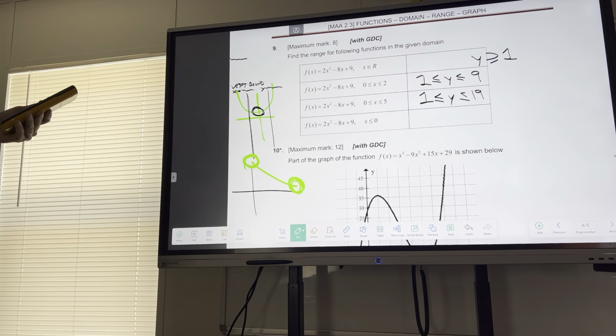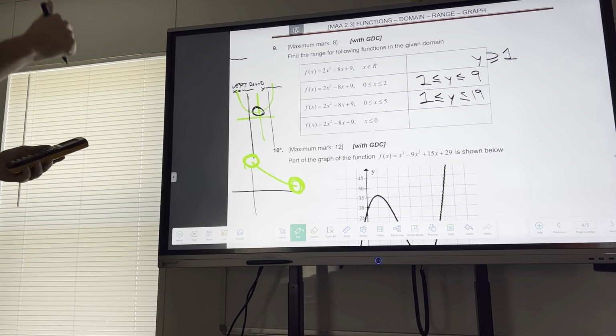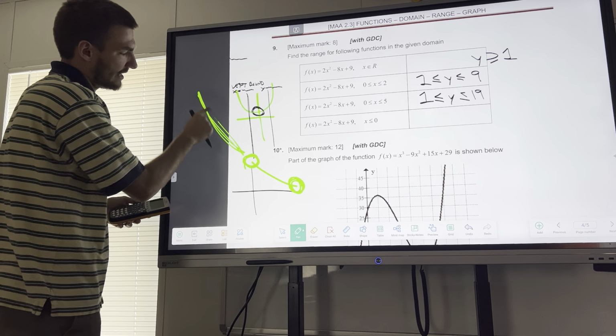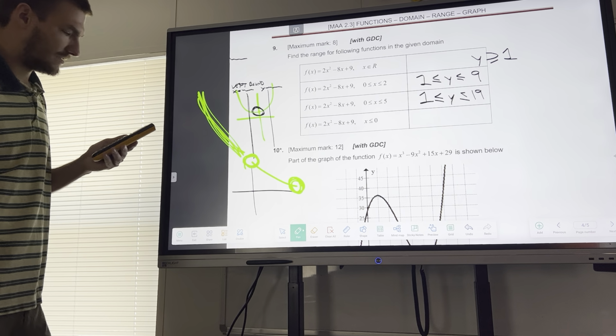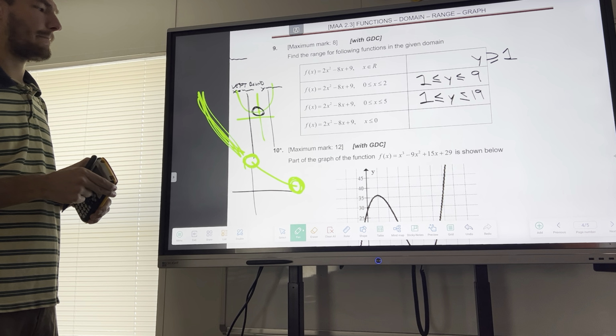And the last one says, find the range when x is less than 0. So this time, we're looking on the other side. Again, if you want to keep changing your window to get a better picture, you can set the minimum as like -10, the maximum is 0. And now you're looking at a picture that is just this side of it. Anybody got an idea what they'd go for the range of this one?